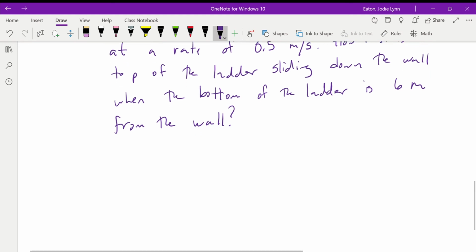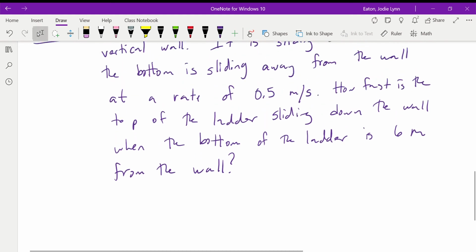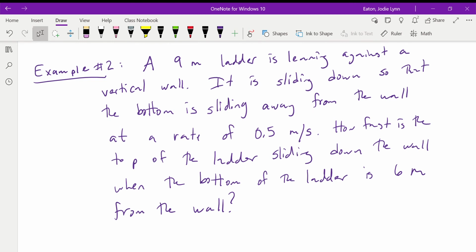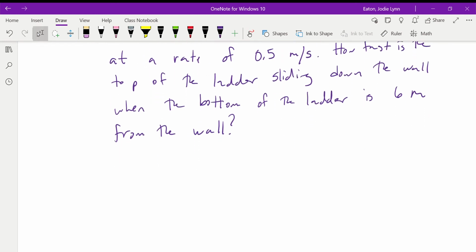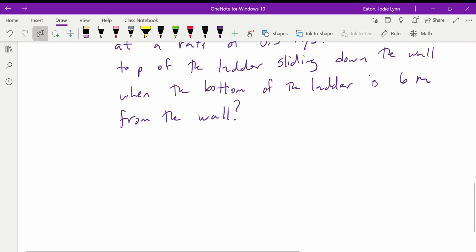Okay, so let's draw a picture here to represent this relationship. So we have a 9-meter ladder leaning against a vertical wall. It's sliding down, so the bottom is sliding away from the wall at a rate of 0.5 meters per second. So we're measuring how fast the bottom is sliding away from the wall. Now we want to know how fast the top of the ladder is sliding down the wall at a certain point.